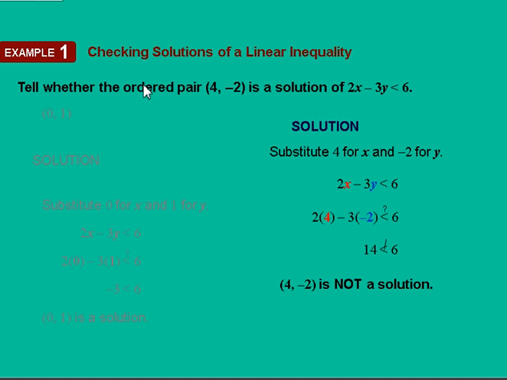So we're going to check for another set of ordered pairs for that same inequality. So if I have 2x minus 3y is less than 6, I'm going to substitute these ordered pairs in. Wherever I see x, I'm putting 4. Wherever I see y, I substitute a negative 2. So I end up with 2 times 4 minus 3 times negative 2. Will that be less than 6? Well, 2 times 4 is 8, and negative 3 times negative 2 is positive 6. 8 plus 6 is 14. 14 is not less than 6, so this is not a solution.